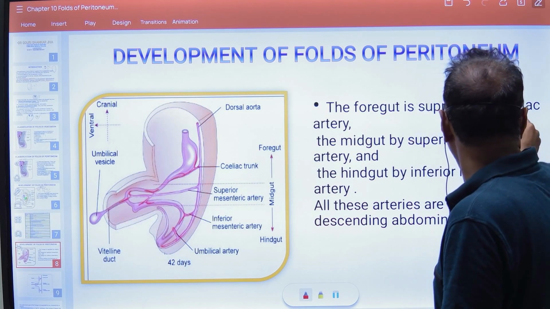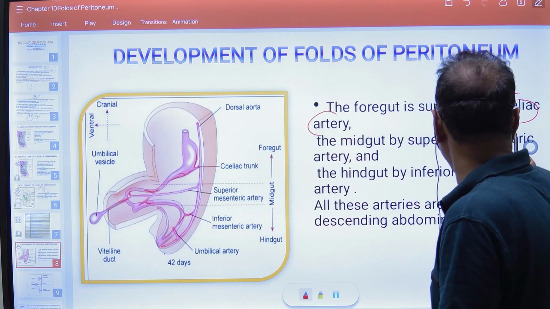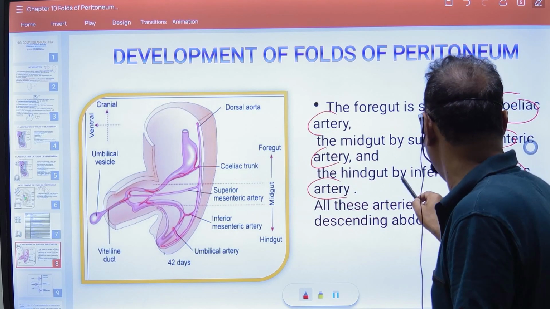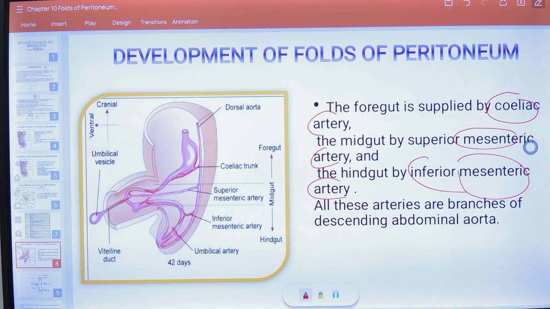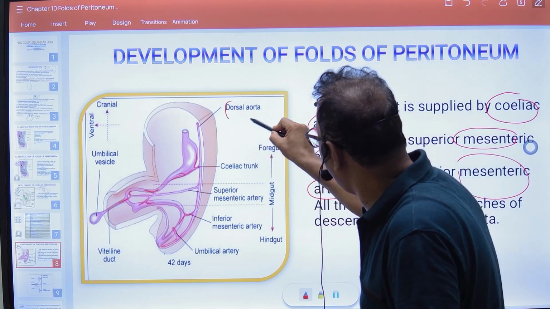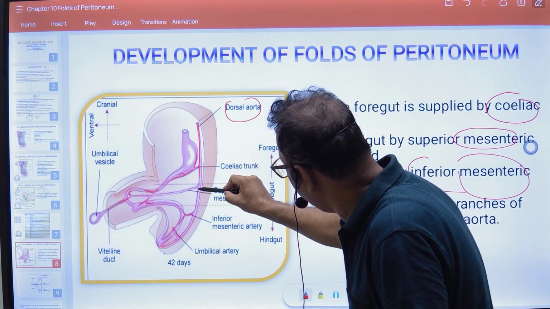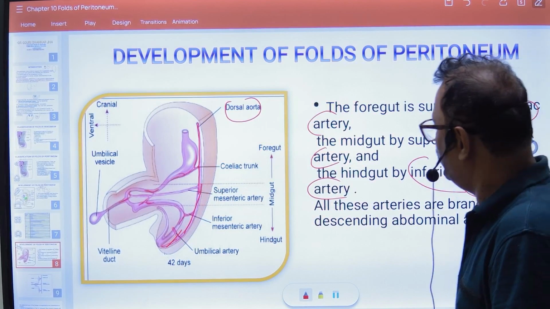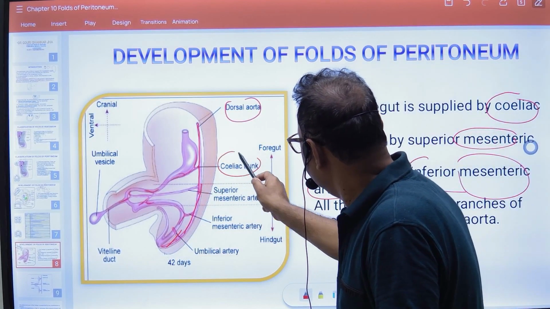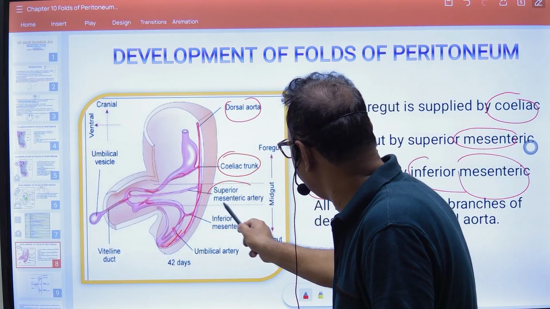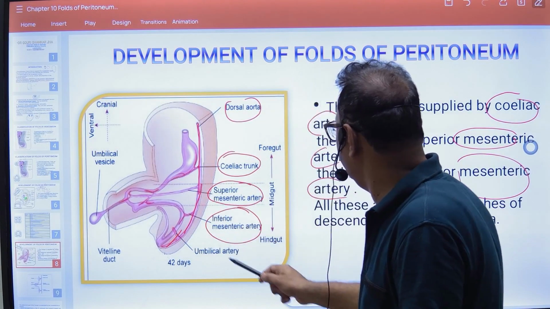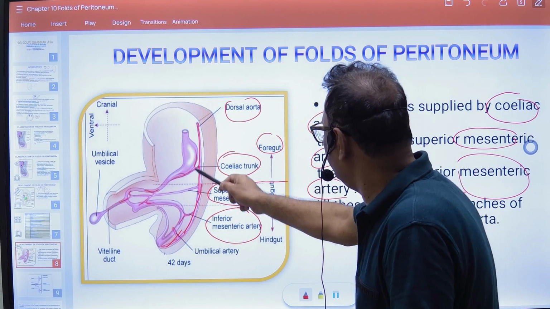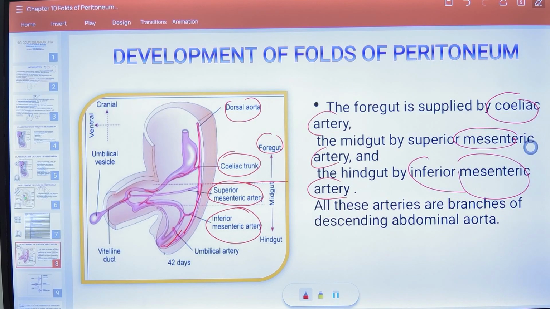So the foregut is supplied by the celiac artery, the midgut is supplied by the superior mesenteric artery, and the hindgut is supplied by the inferior mesenteric artery. In the foregut region, we have the abdominal dorsal aorta over here. From the dorsal aorta there is an artery called the celiac trunk. Then we have the superior mesenteric artery and the inferior mesenteric artery. Up to this is the foregut region, so all the structures in the foregut region will be supplied by the celiac trunk.